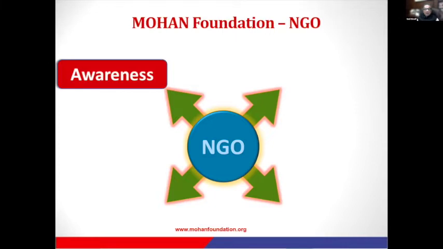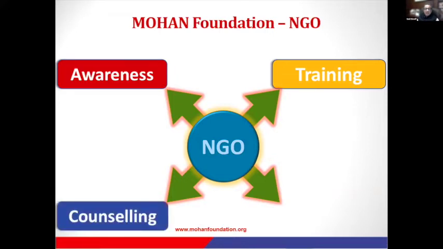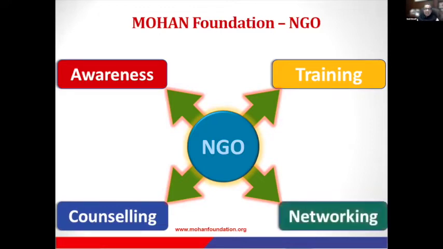We have 4 wings in our organization. We create a lot of public awareness on organ donation. We do training of paramedical and medical staff for organ donation and transplantation. We place grief counselors in hospitals, in ICUs, for supporting families in their decision to donate. And we also work as a networking organization. We network with government and hospitals to put up policies to improve deceased donation rate in India.